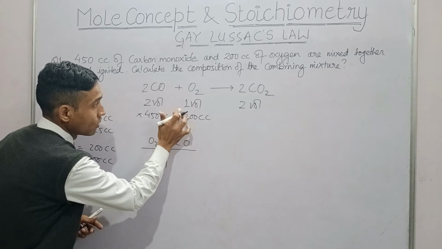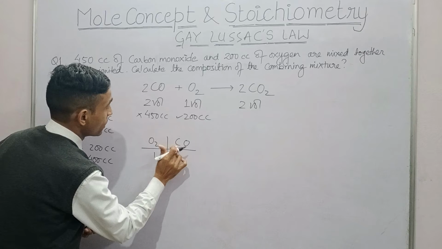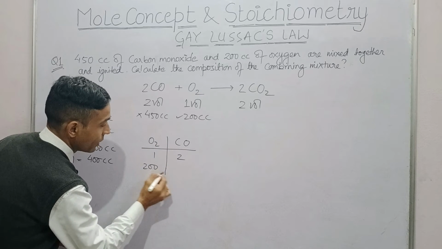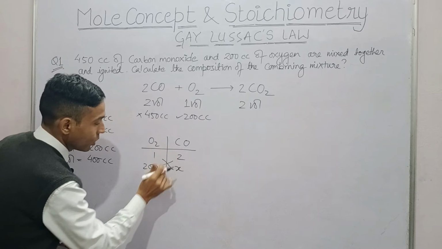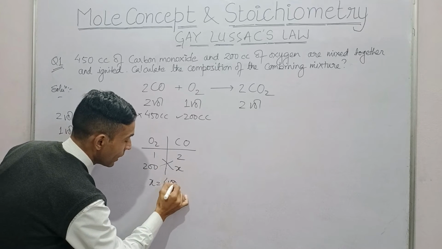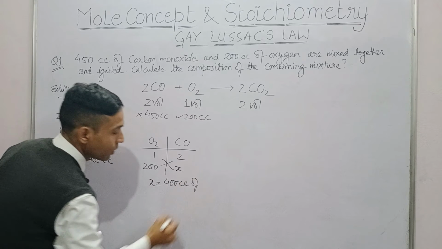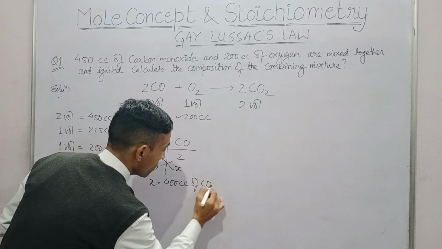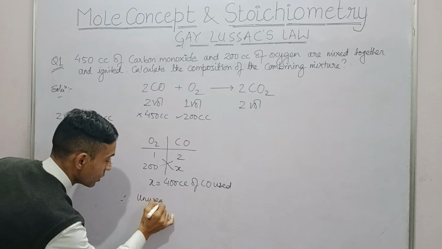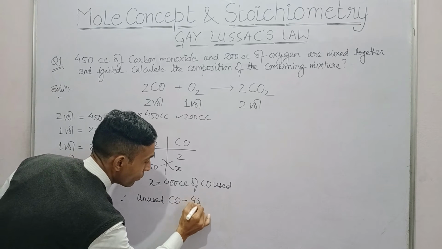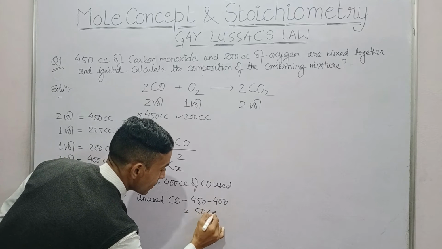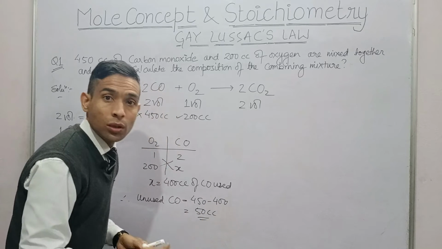So what is oxygen? 1 volume. What is carbon monoxide? 2 volume. What is 1 volume of oxygen? 200. Let's keep this as x. Cross multiply x into 1, x. 200 into 2 will give 400 cc of carbon monoxide used. Therefore unused carbon monoxide is 450 minus 400, and this is 50 cc of unused carbon monoxide.